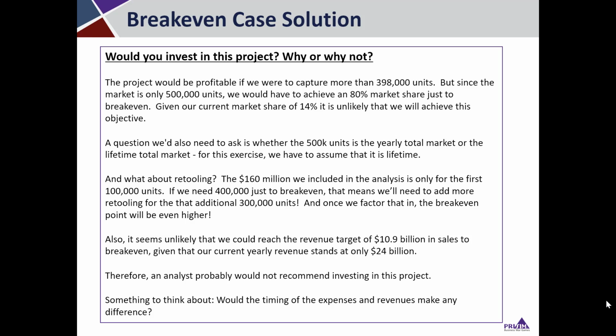So we'll take a look at timing in the next technique, in the next video, net present value, or NPV.